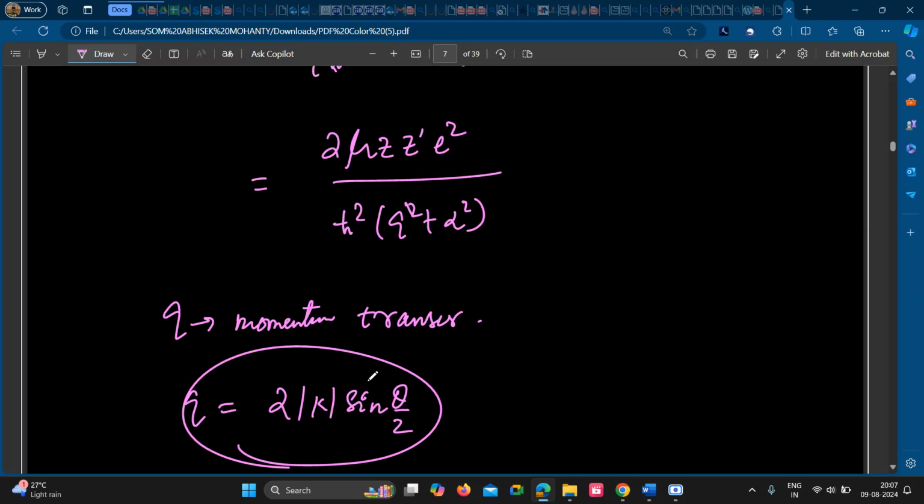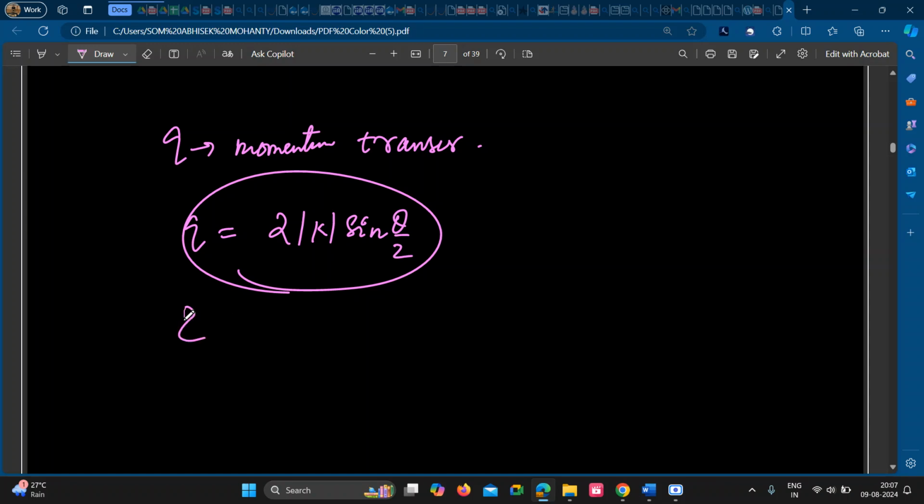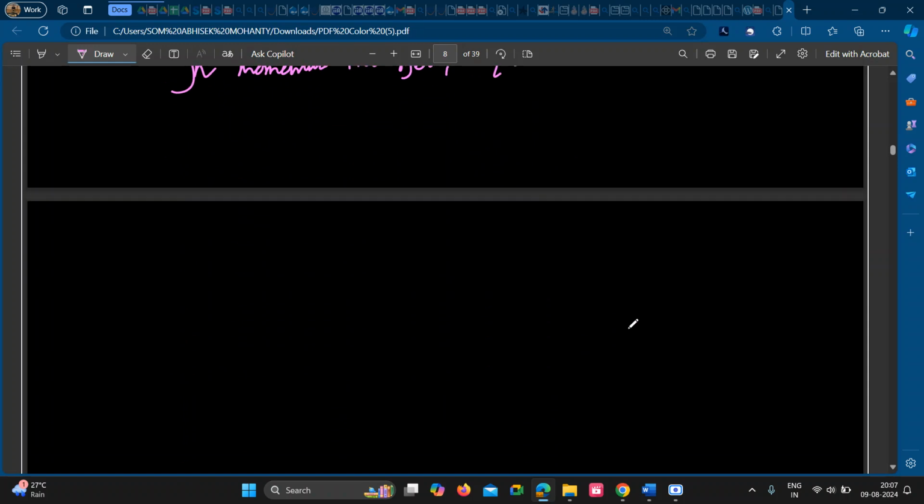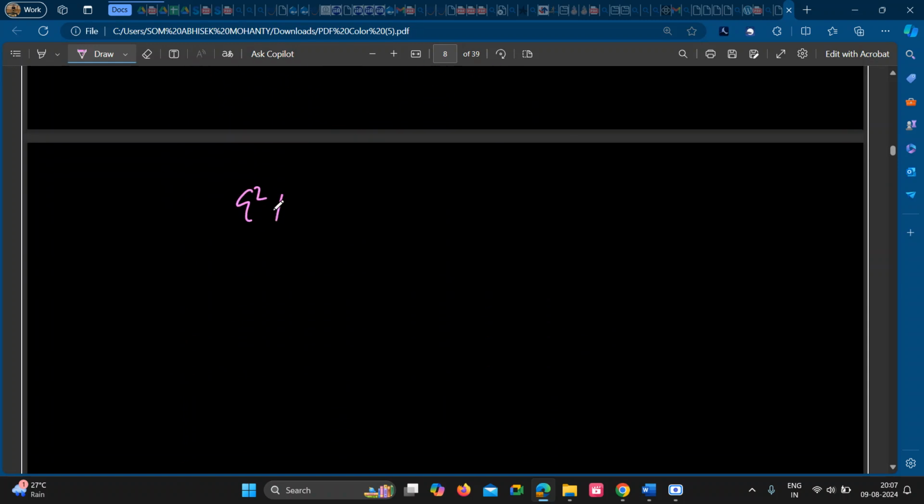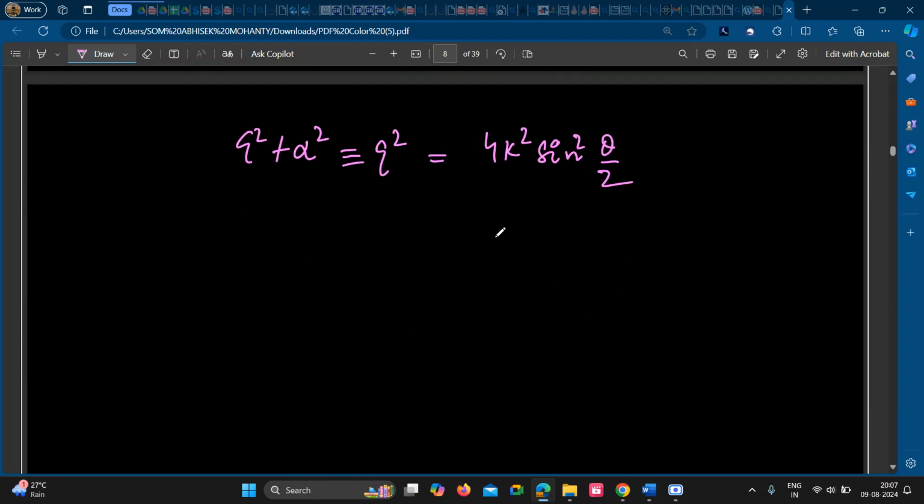So here we have q square plus alpha square. In momentum transfer, remember, you have to study this chapter very thoroughly, q is very much greater than alpha. So alpha can be ignored here, and q square plus alpha square becomes q square. And q square will be 4k square sine square theta by 2, because q is 2k sine theta by 2.